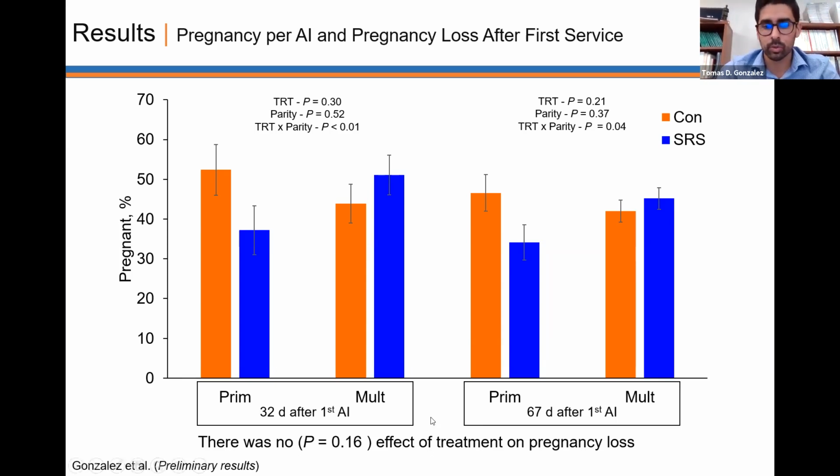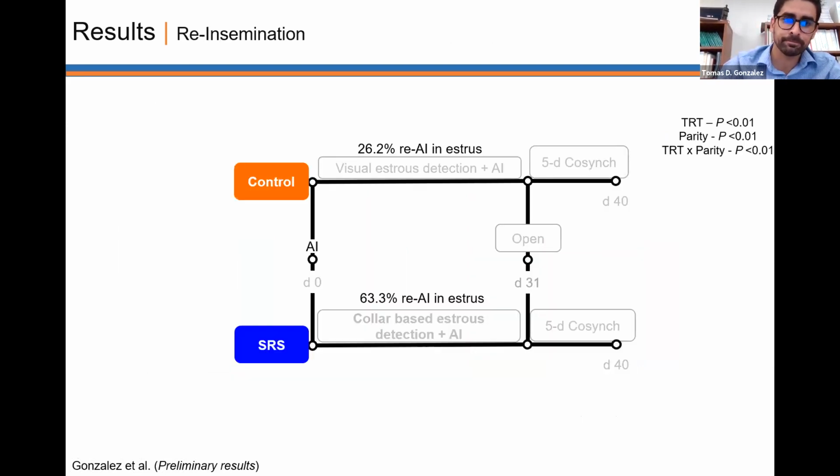The pregnancy losses here, there was no effect of treatment on the pregnancy losses for the first service. So for the re-insemination, we have here something really interesting to show. In the re-insemination, this one is for the control group. They were bred, if you remember, by the people on the farm. They rebred 26.2% of the cows they detect in estrus. With the system, with the colors we use for the study group, 63.3% of the cows were re-inseminated.